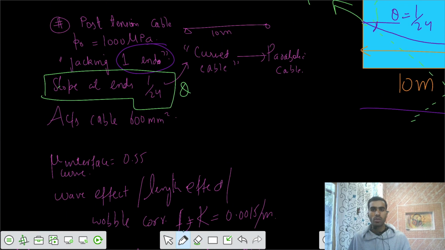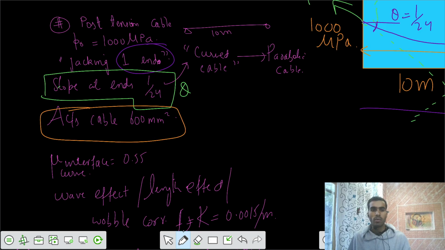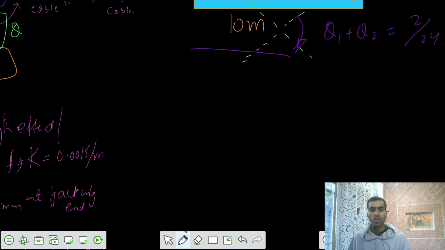Your initial prestress P naught, we have 1000 megapascals. Area of the cross section of the cable is given. We have mu given. We have K given. So we can solve for the first part.